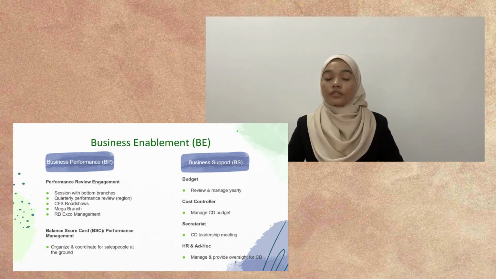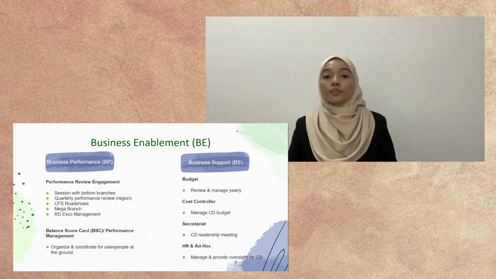Now let's move on to the second team under BE, which is the Business Support Team. For your information, this is actually my team during my internship period at Maybank. The first role of my team is on budgeting, where we review and manage the yearly budget and make sure it follows the budget allocated. Besides, all budget utilization must go through my team before getting approval from the head of CD.